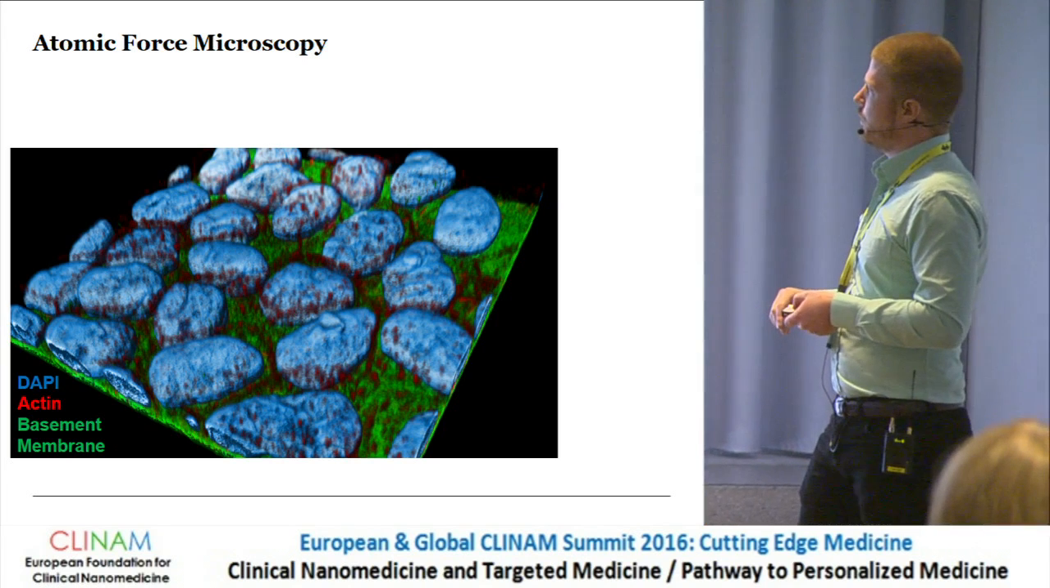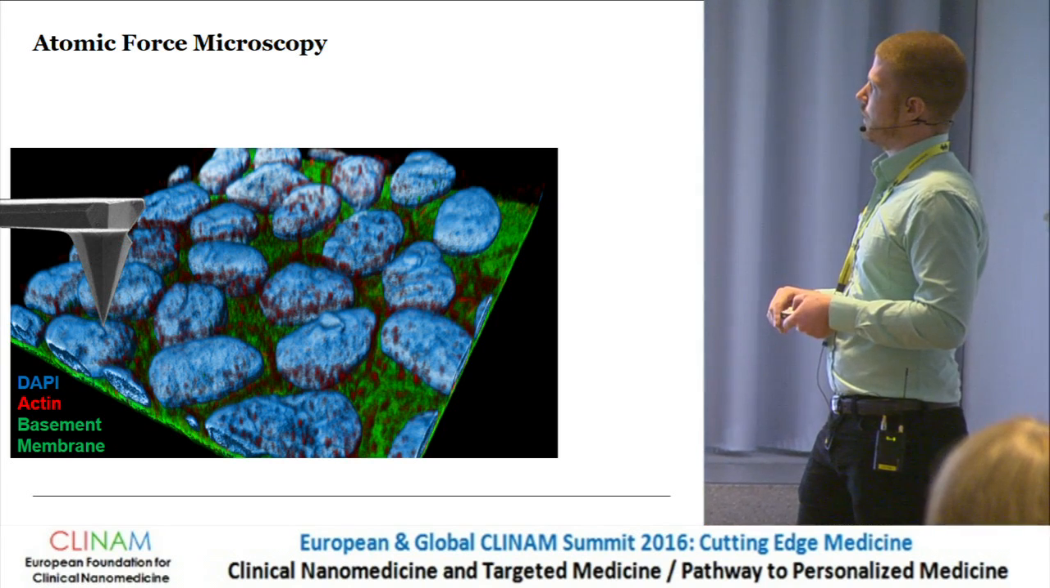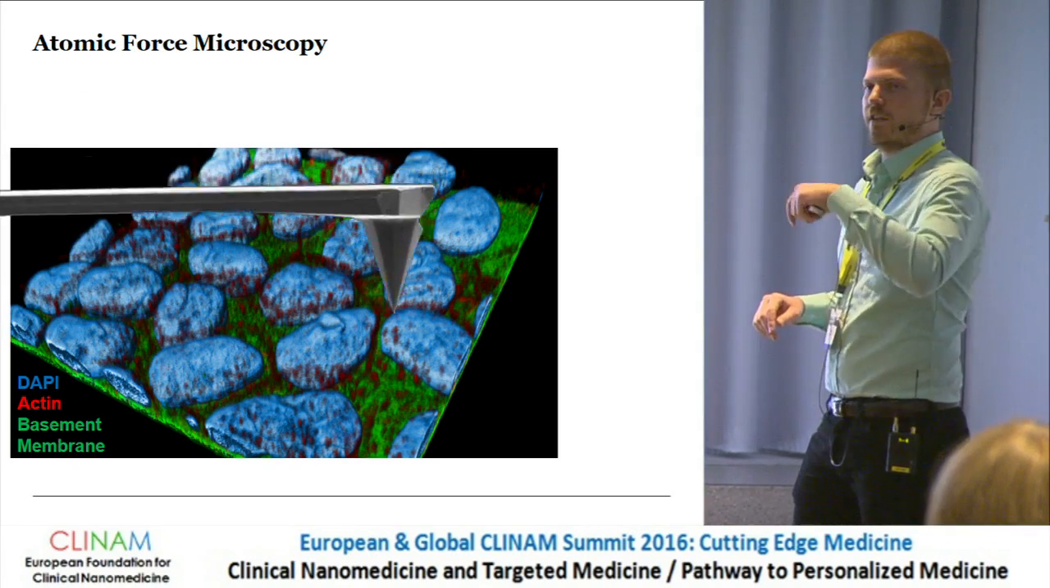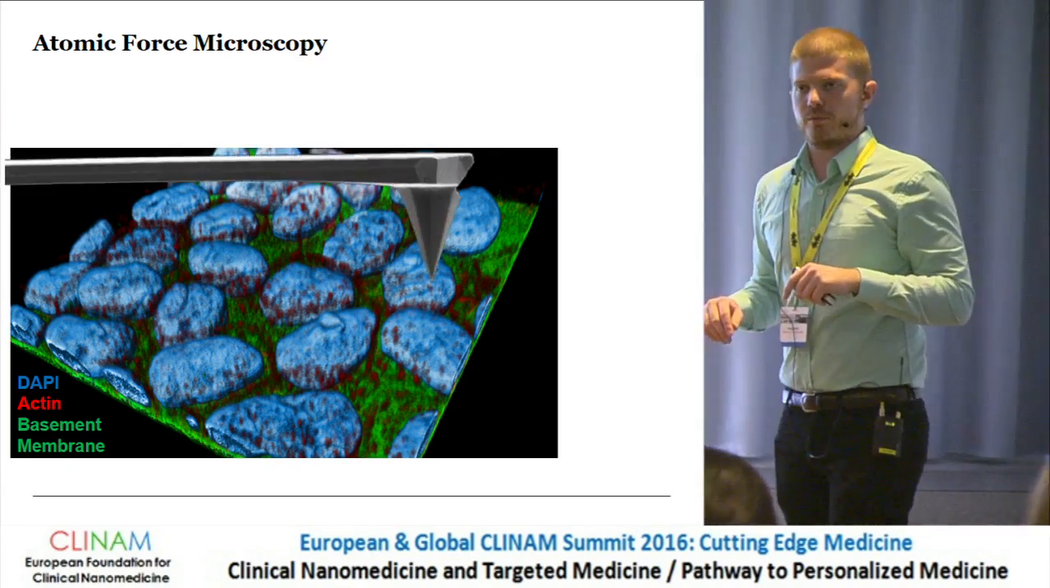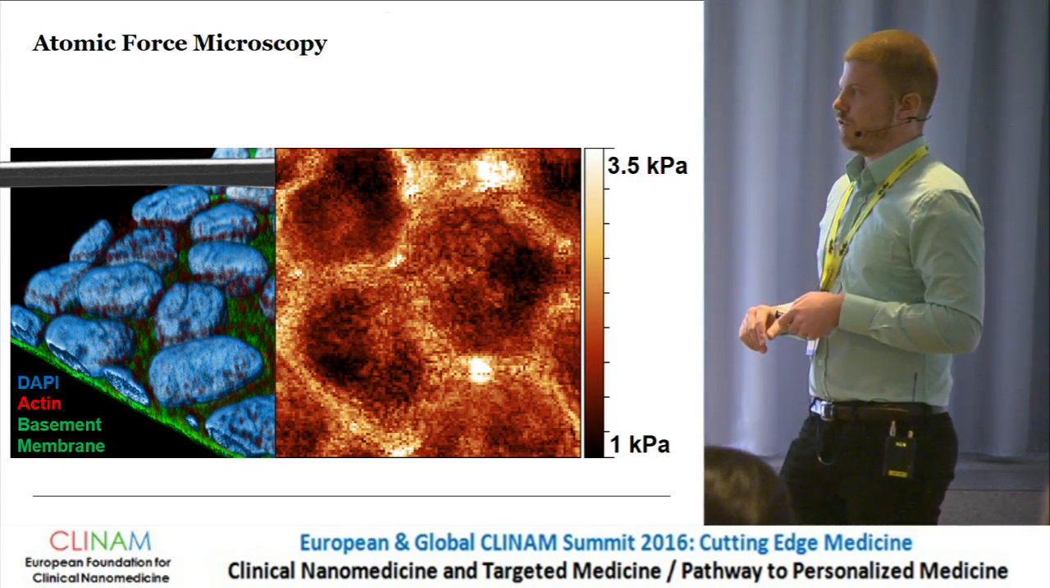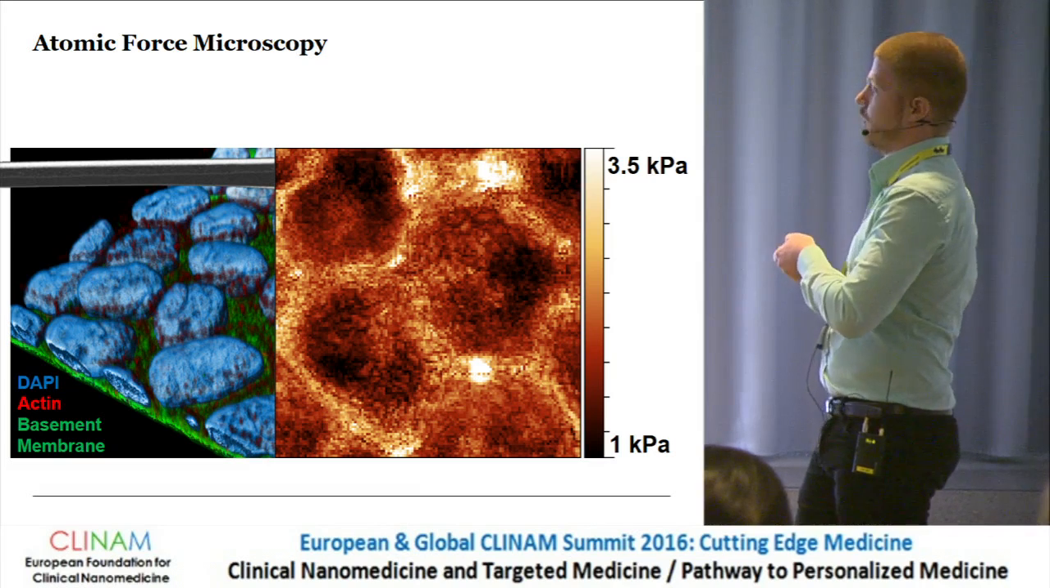This is a confocal image of cells. This would be a cantilever, which is used for measuring the stiffness, and you basically make what's called a force map. So you take a lot of measurements, and you end up with a high-resolution map of mechanical properties of cells.